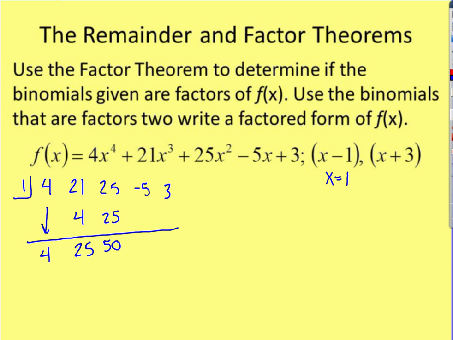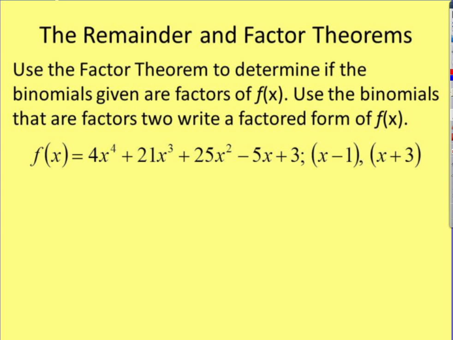1 times 50 is 50. If we add down, we're going to get 45. And 1 times 45 is 45. If we add down, we get 48. So we do have a remainder in this case. Since there is a remainder, we know x minus 1 is not a factor of this polynomial.